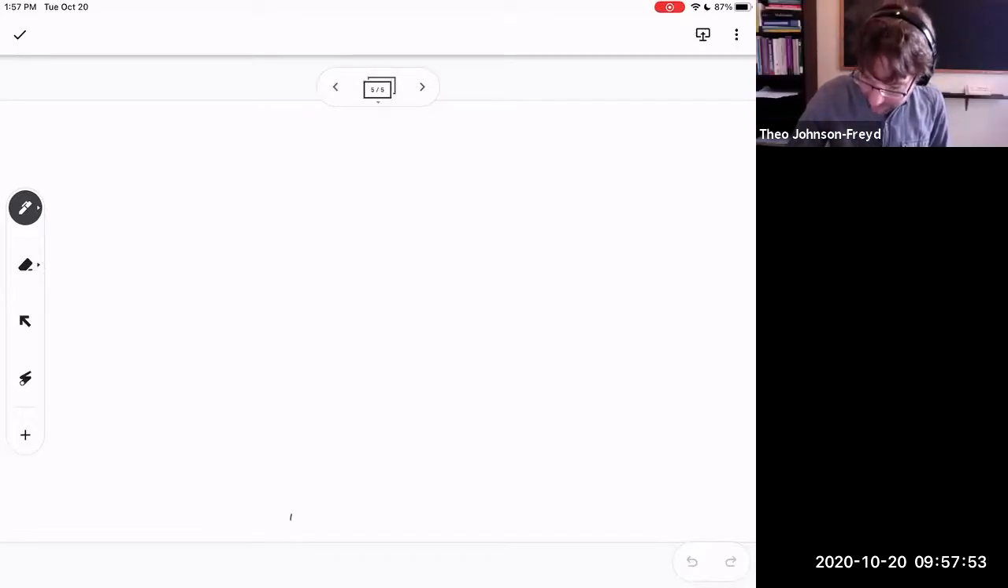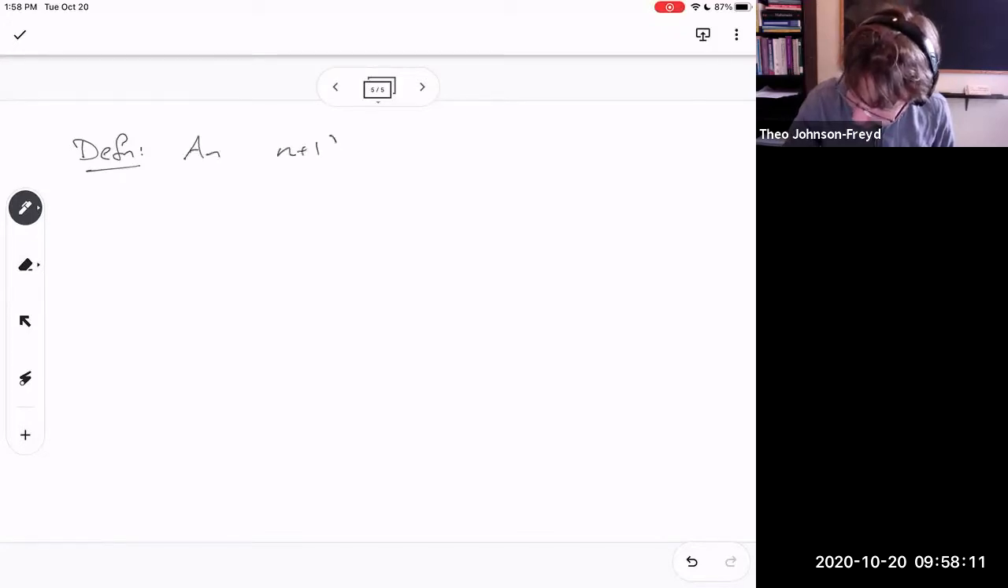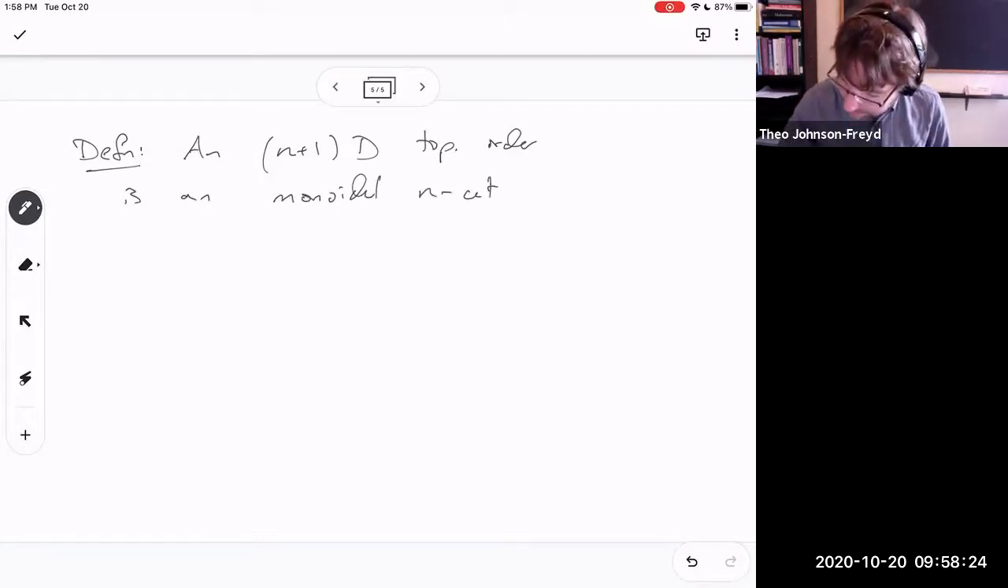The definition that I was trying to build up to is the following. So here's the first definition: an n+1 dimensional topological order is a monoidal n-category, and there are some niceness conditions. When I say category, I really mean linear and Cauchy complete.